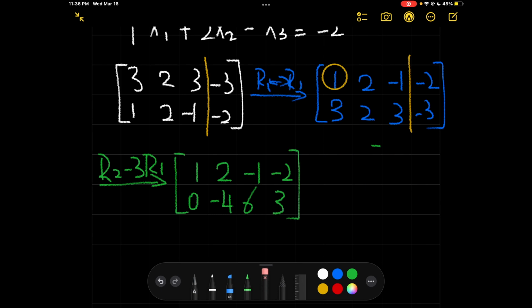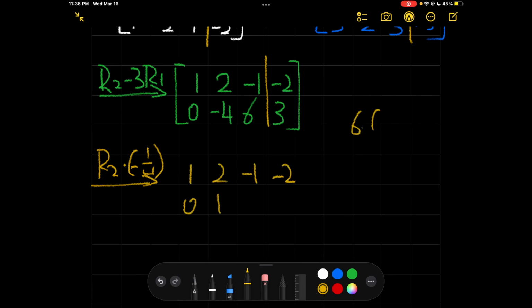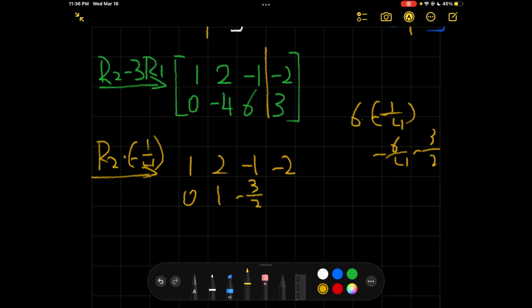Okay, now we have this. We need to find another leading one, so what we can do is row 2 times -1/4. So we have 1, 2, -1, -2, 0, 1, 6 times -1/4, which is -6/4, or -3/2. And we have row 2 times -1/4, okay? 3 times -1/4 is -3/4.